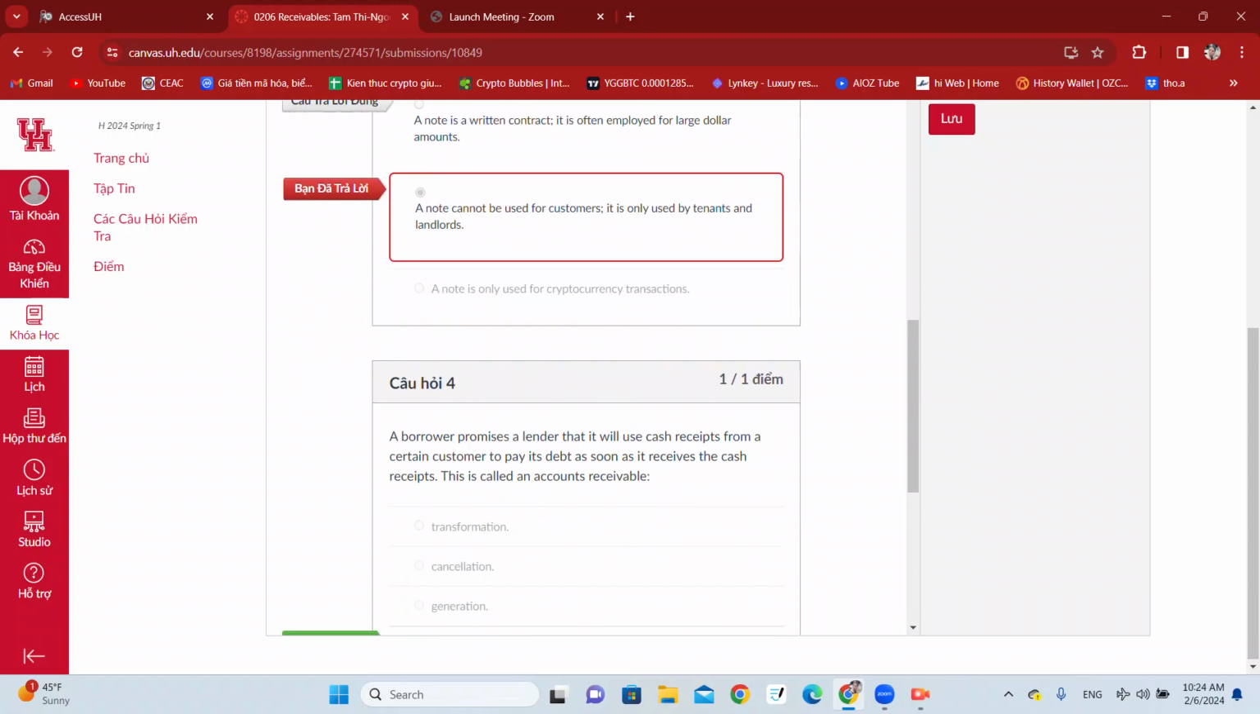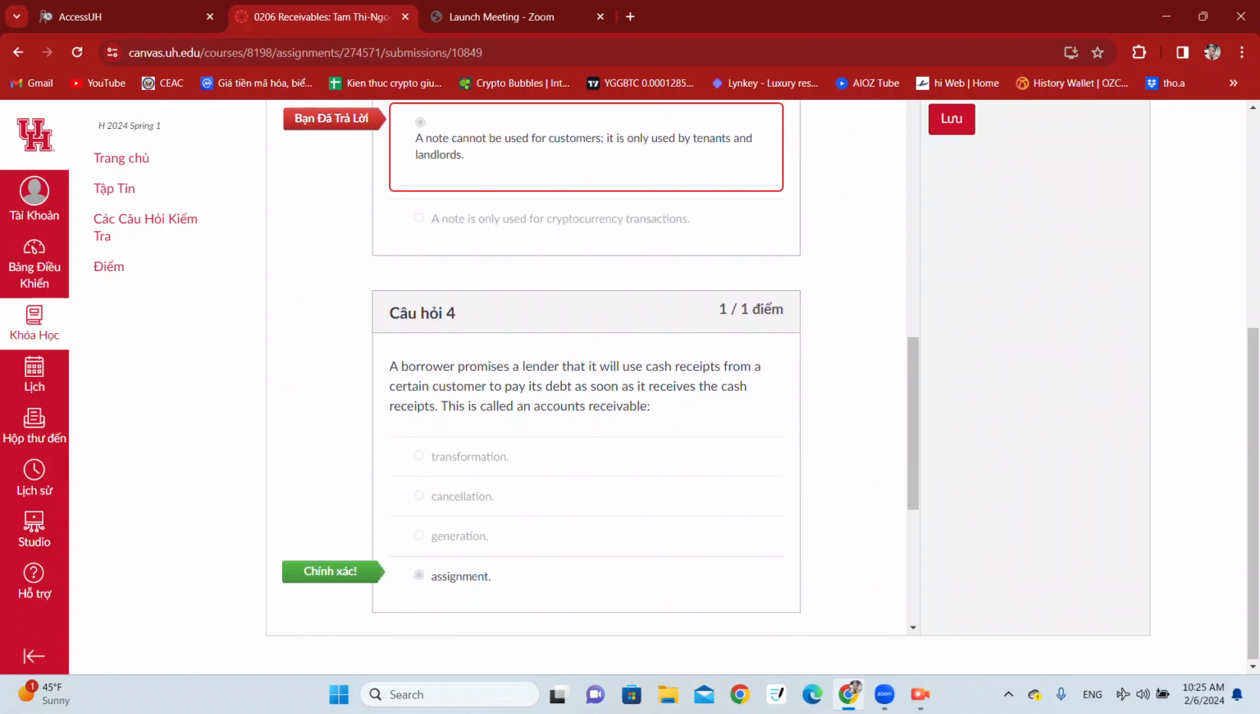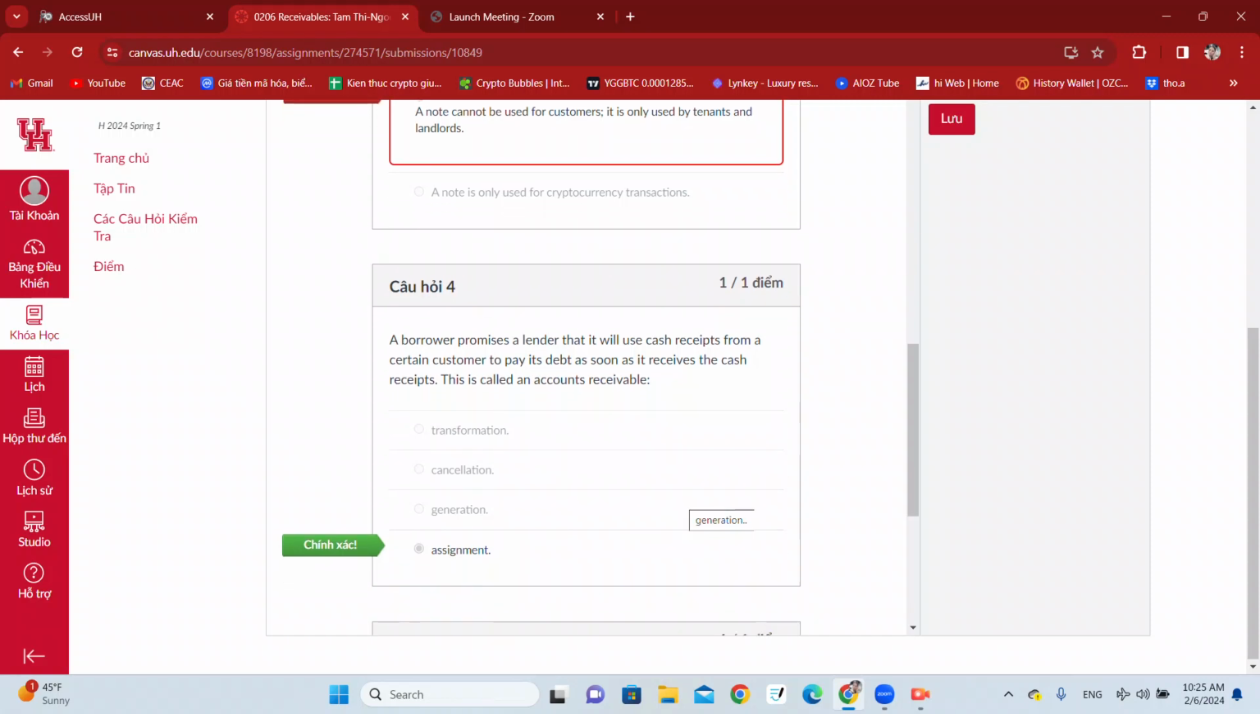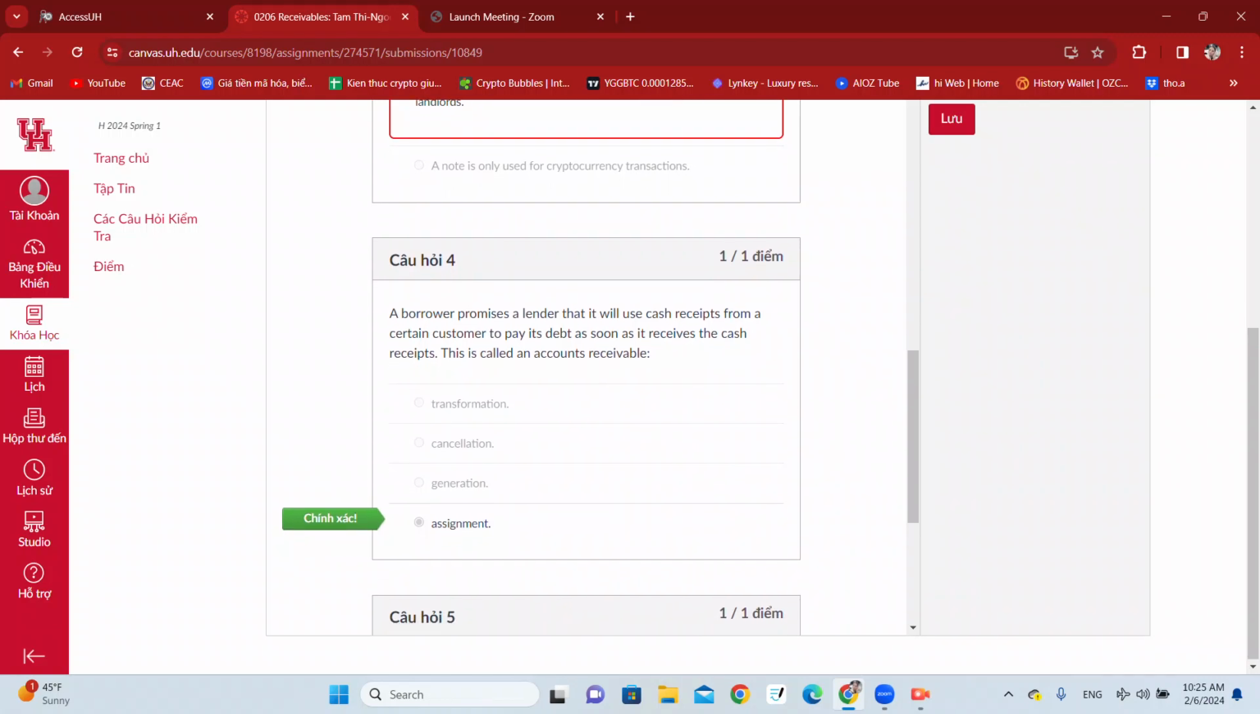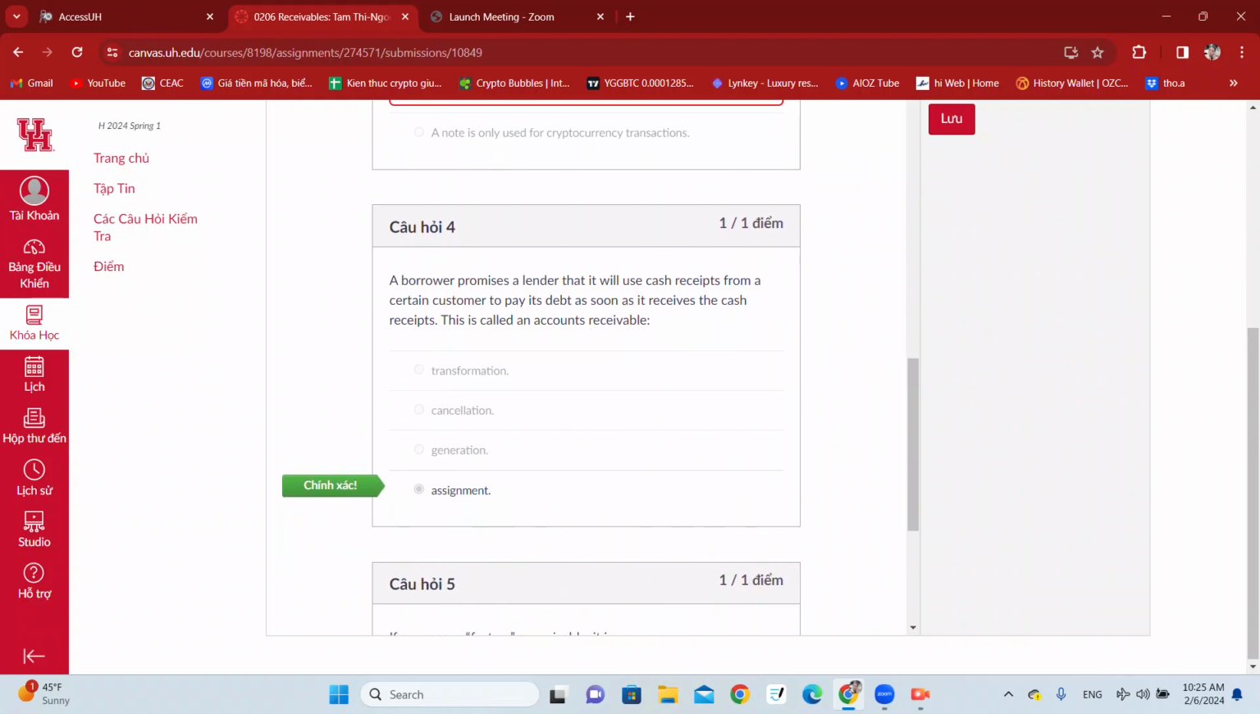Okay, next up. If I tell someone whom I owe money to, I promise you, as soon as I collect money from one customer, I will use that money to pay down what I owe you immediately. By definition, that is called an assignment of receivables. And there was one of our illustrations of the textbook focused on it.